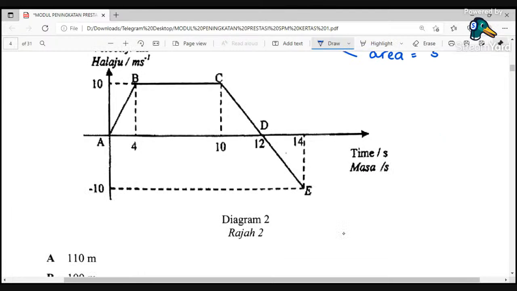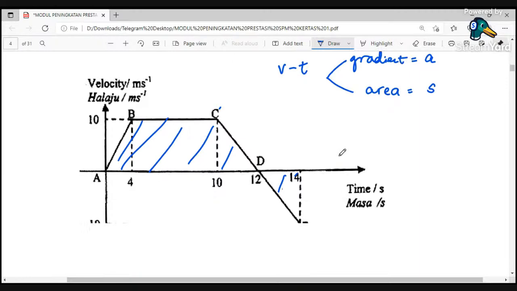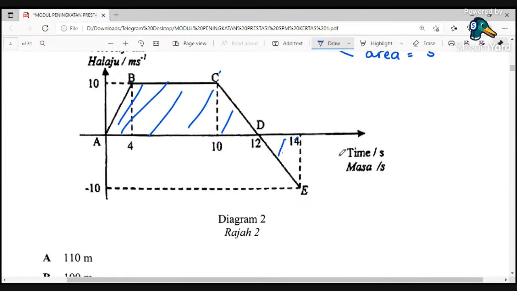Means for the whole graph from A to E. The whole graph. Okay, in 14 seconds. So you want to determine displacement means area under the graph. Area under the graph. And then because of displacement is vector, you need to consider direction. For graph of V against T, the part which is negative, the velocity is negative, we call it opposite direction. Okay, this is the positive direction, this is the negative direction.